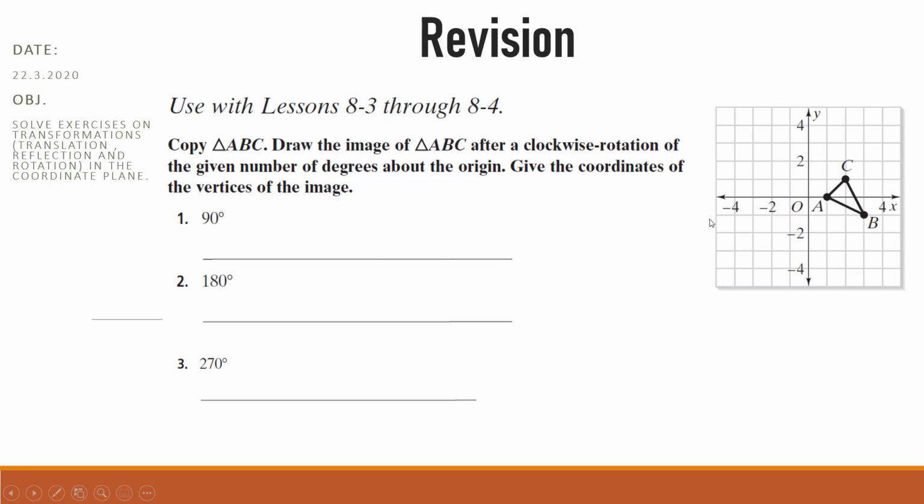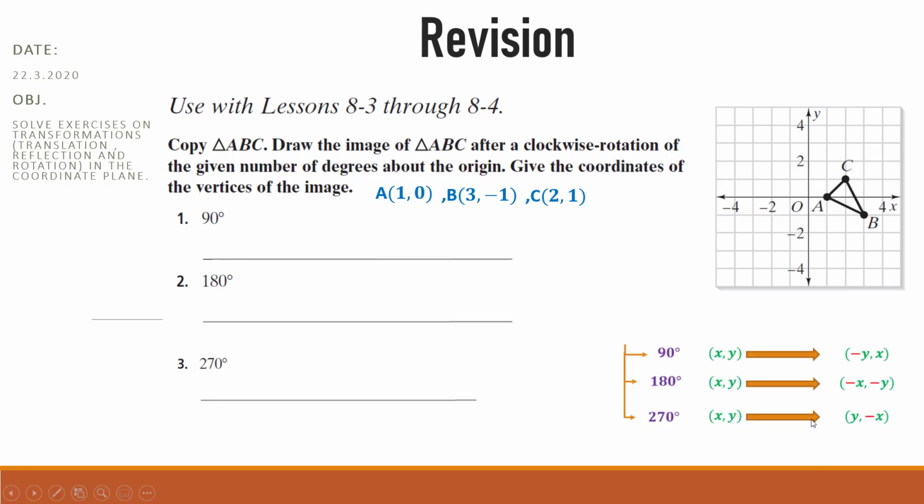So let's start first with the original. What are the coordinates of A? A is 1 and 0. B, 3 and negative 1. C, 2 and 1. Now, rotation about the origin 90 degrees. Can you remember what we do? For 90 degrees, for any point x and y, change places and opposite the first in the image.